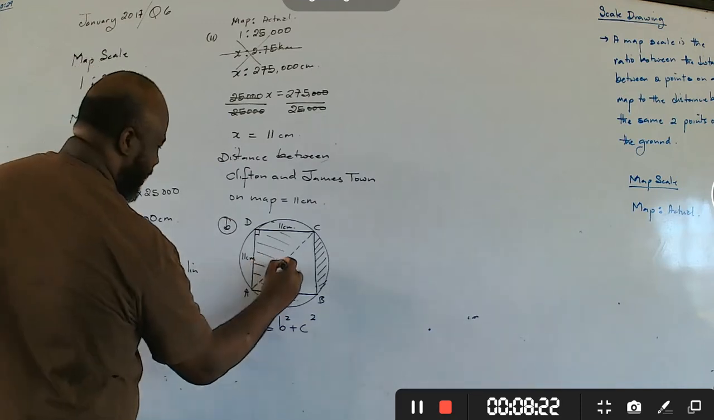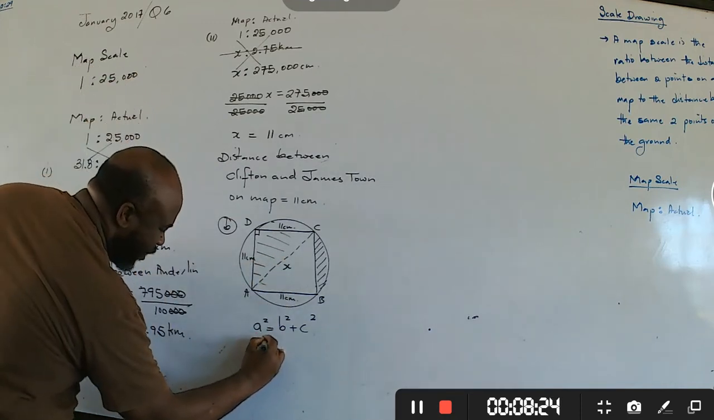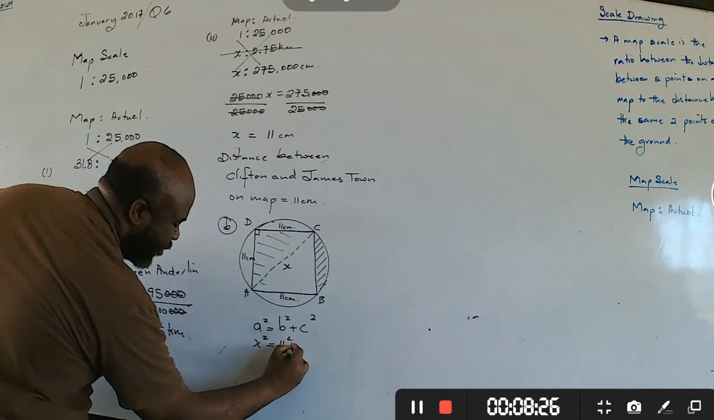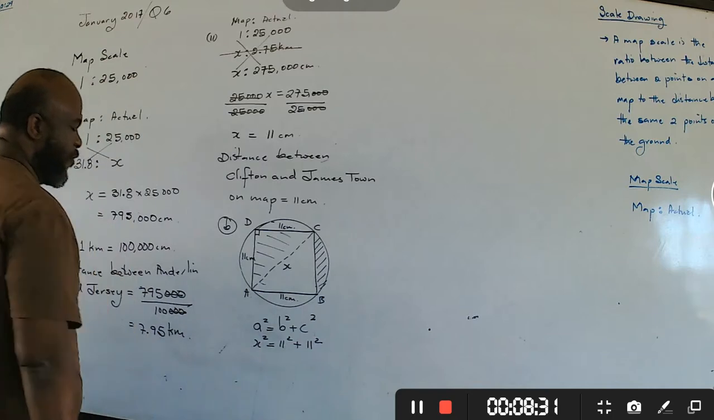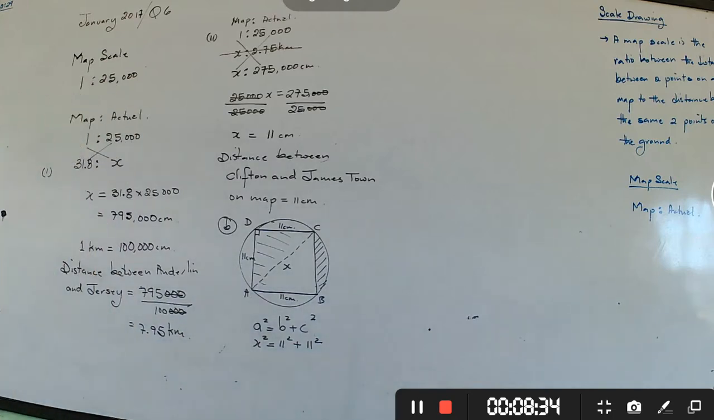So let's call this X. So X squared is 11 squared plus 11 squared. Do you agree? Yes, sir. Alright?